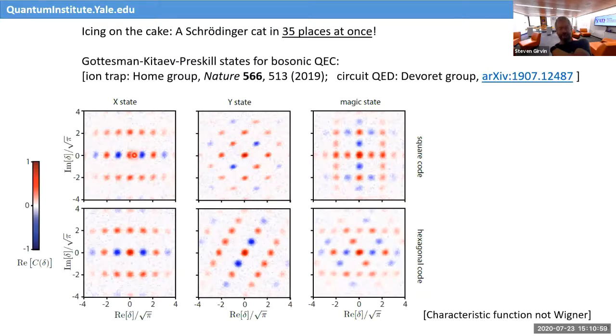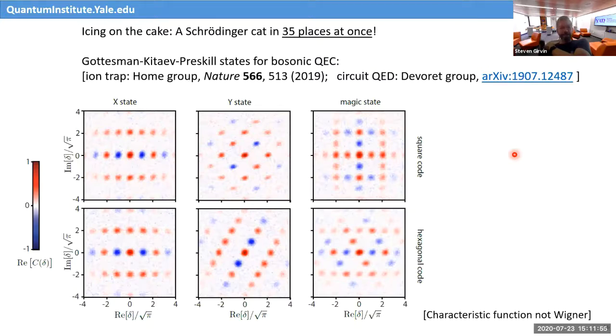But the translation properties of this lattice in phase space are very similar to the translation properties of the lowest Landau level in the quantum Hall effect. And they allow you to encode information in the position of this lattice and also to detect errors. So Jonathan Home has realized these in an ion trap mechanical oscillator. My colleague Michel Devoret has a paper coming out in Nature in the next few weeks, which is where this data is from, in which he has not only realized the states, but done quantum error correction, detecting linear combinations of the states.